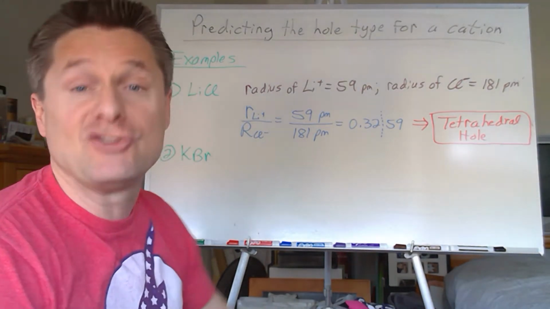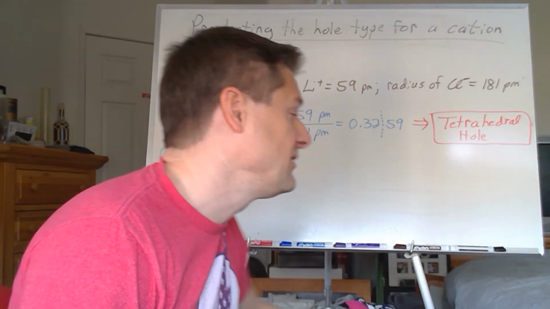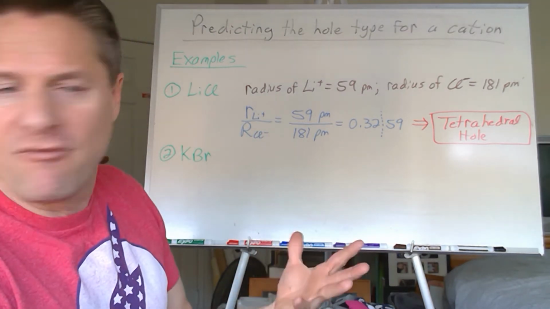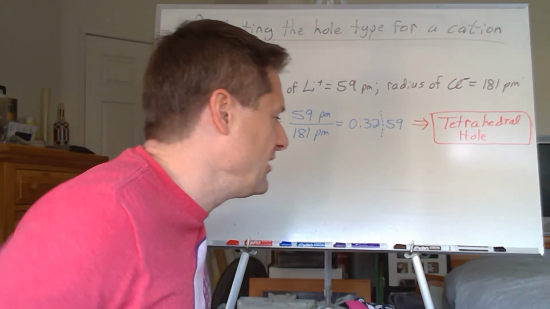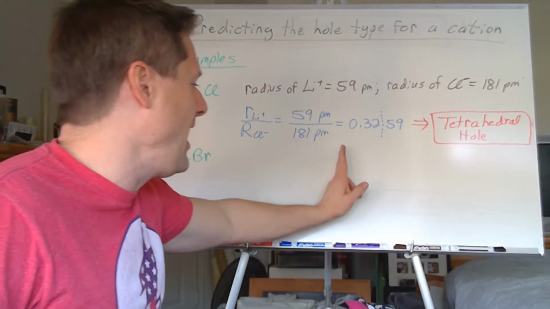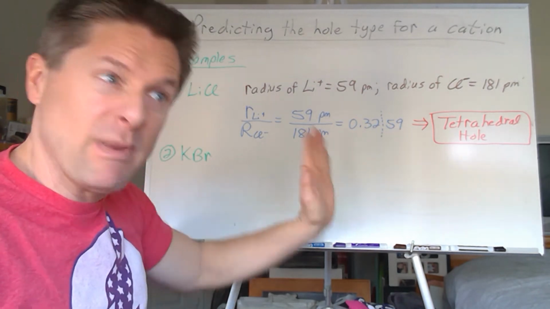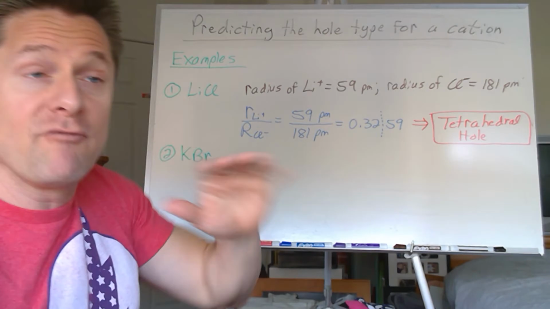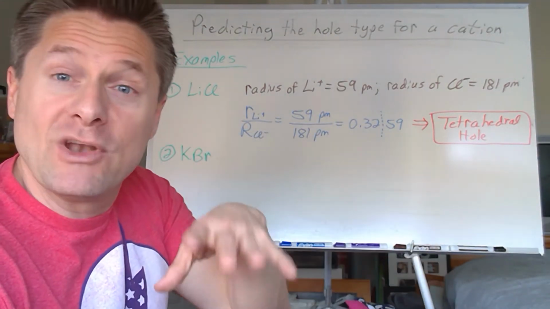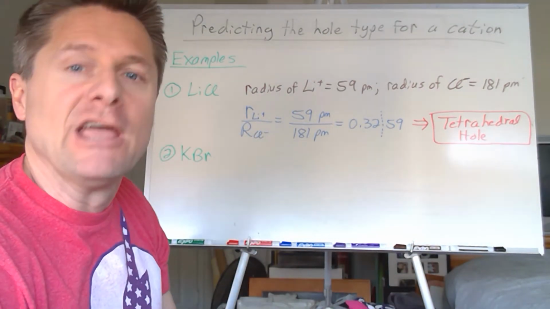If you look at those ratios that we talked about, so tetrahedral, what did that fall between? I forget what that was. Tetrahedral, I think, fell between 0.225 and 0.414 or something like that. So that falls in there. It's bigger than 0.225, but smaller than 0.414. So it's too small to go into an octahedral, but too big for a trigonal.